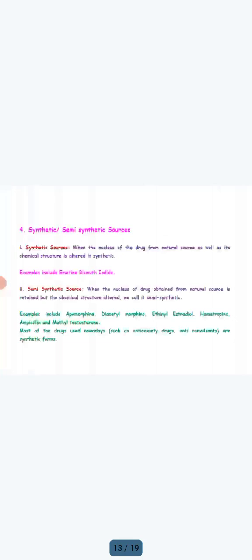For example, bismuth iodine. In semi-synthetic sources, the nucleus of the drug obtained from natural sources is retained but the chemical structure is altered, and we call it semi-synthetic. For example, ethinyl estradiol, methyl testosterone, ampicillin, etc.